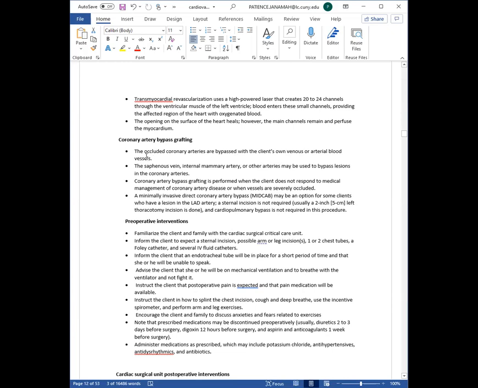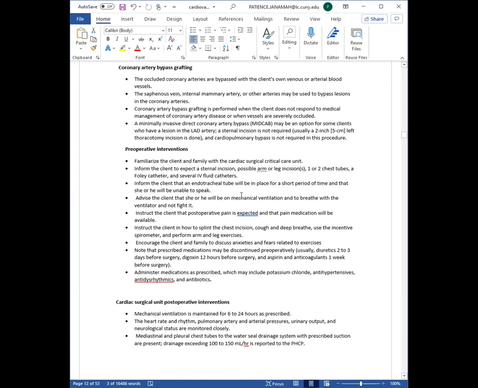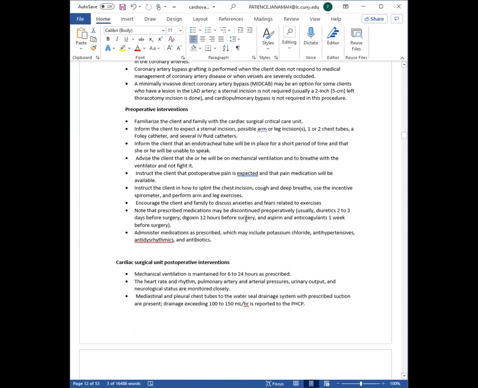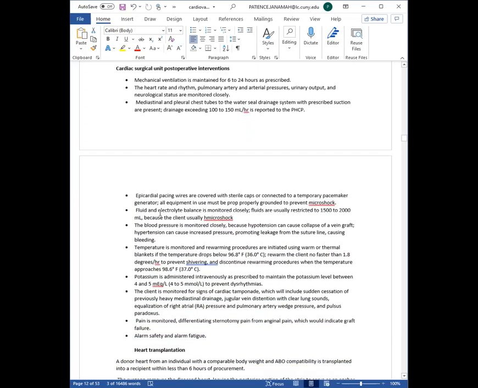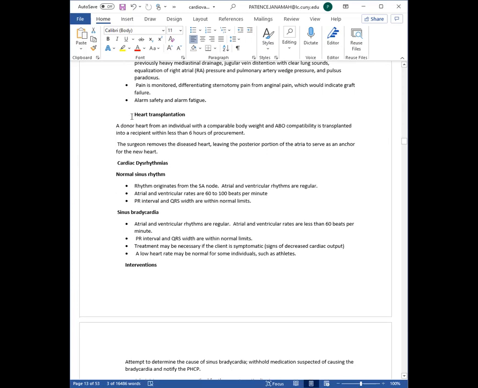Now, coronary bypass graft. This one is where the occluded coronary arteries are bypassed with the client's own venous or arterial blood vessels. They just use a graft. They pull the arteries and join them together for the patient. So they go into your heart and think, this part of it is diseased, so we cut that out, and we pull this and we graft it. They join it together. That's what that procedure is. I don't want to talk about the surgical component, but I want to talk about heart transplantation.